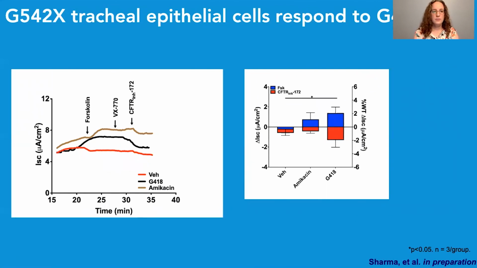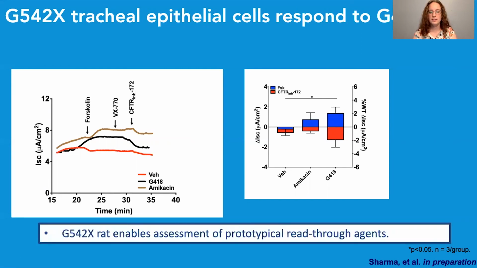Tracheal epithelial cells from this rat were cultured on ALI and subjected to short circuit current measurements. You can see the vehicle in the red bar has very little activity. When the cells are treated with the traditional read-through agent G418, there is an increase in activity. Compared to amikacin in the summary data, we can see that there's a moderate response with amikacin and a response to G418 of approximately 2% of wild type activity. So the G542X rat does enable assessment of prototypical read-through agents.